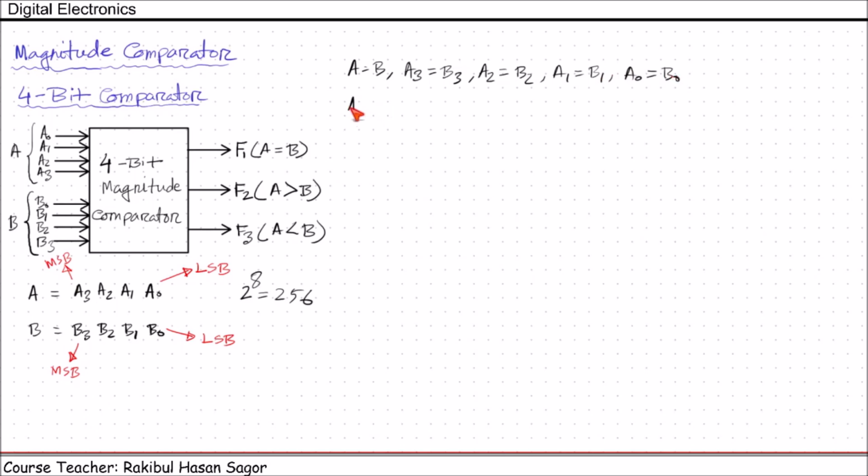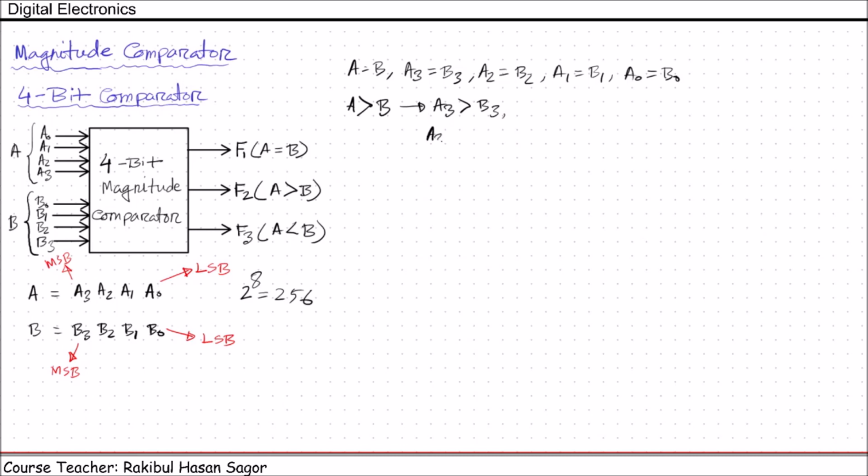Now let us construct the condition for A is greater than B. To check whether A is greater than B or not, we'll start from the MSB. Now, if A3 is greater than B3, we do not have to check others. If A3, that means MSB, of any number is greater than another number, then we can say directly that that complete number is greater than the another number. So if A3 is greater than B3, then obviously A will be greater than B. If A3 is greater than B3, we do not need to check other bits, we can say A is greater than B. This is one of the conditions.